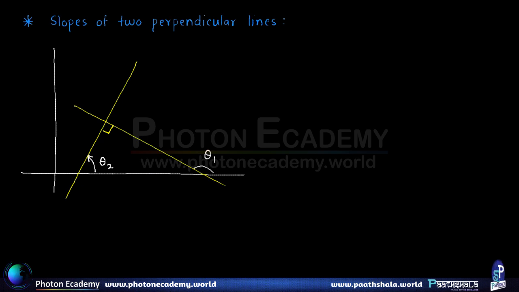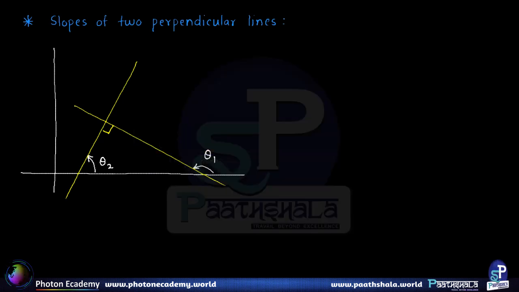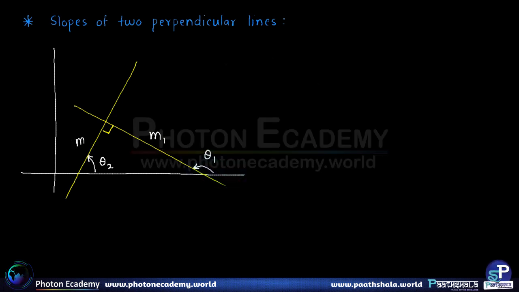Let's go ahead and see the result for the perpendicular lines now. Let's consider two lines which are perpendicular to each other. The first line has the inclination as theta 1. Let's call its slope m1. And the second line has inclination theta 2, and let's call its slope m2. Now we want to see if there is any relation between the slopes of the two perpendicular lines. As per the definition, we know that m1 is nothing but tan of theta 1 and m2 is equal to tan of theta 2.